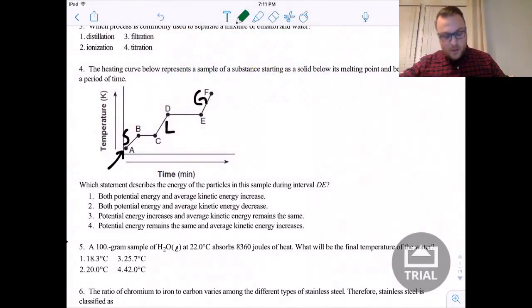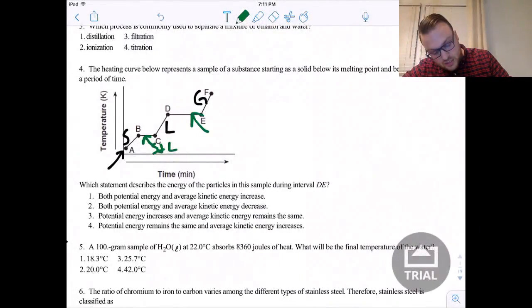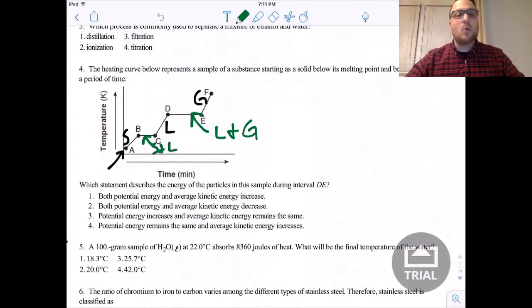Now all those flat lines like BC and DE that have no slope are where your phase changes are occurring. So we have a phase change at BC. This is a mixture of solid and liquid. That's your melting phase. And then we also have a phase change at DE, and this is a mixture of liquid and gas, which is going to be your boiling or vaporization.